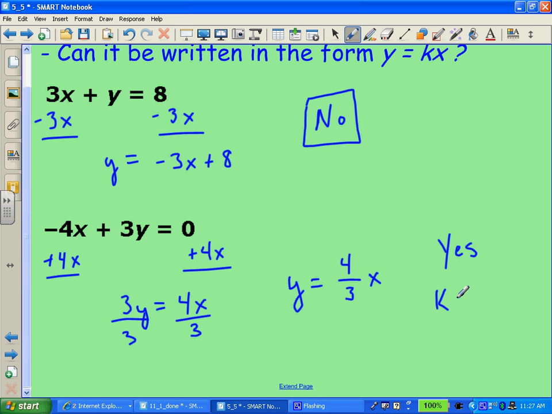And when it is, it will usually ask you to identify what k is. K is always the number in front of x. So here, k is 4/3. Okay? So that's how we identify direct variation from an equation.